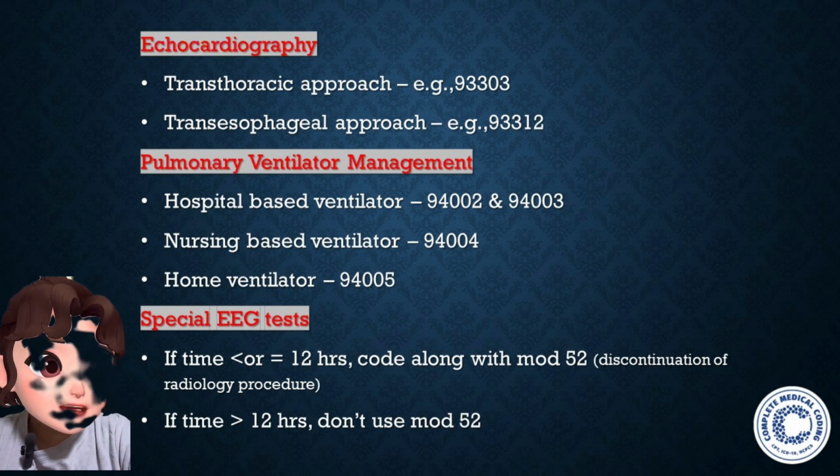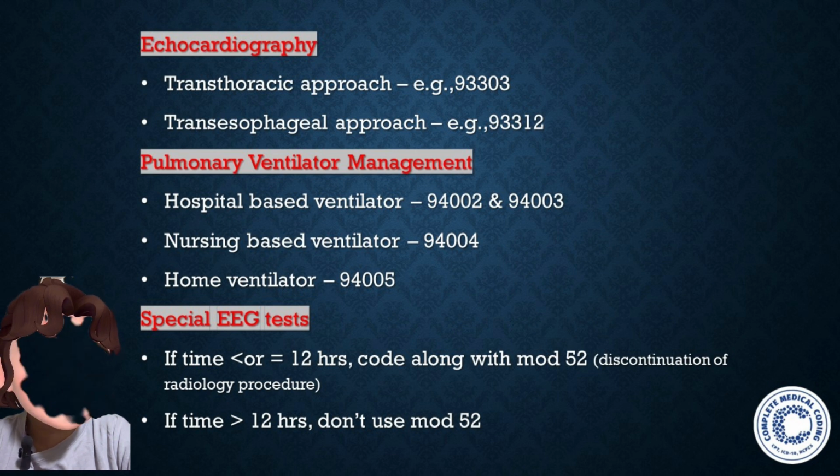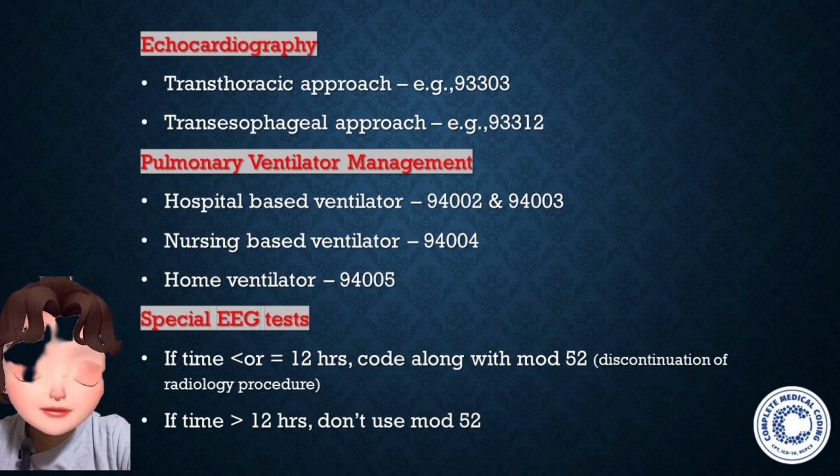Now, pulmonary ventilator management. There are three types of ventilator. Hospital-based ventilator, these are the two codes 94002 and 94003. Nursing-based ventilator 94004 and home ventilator 94005.